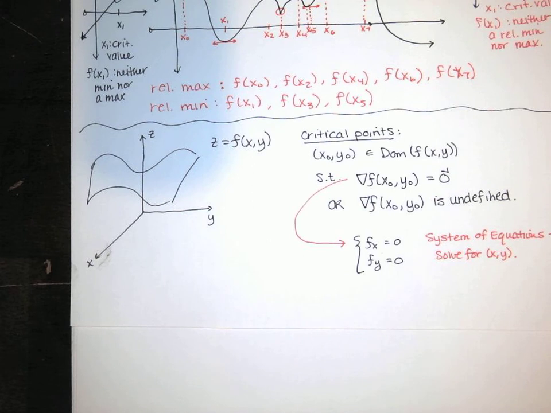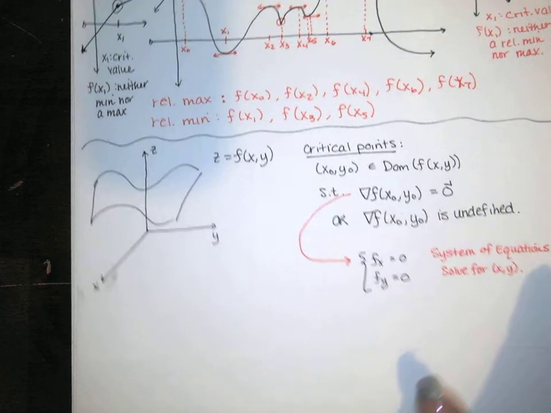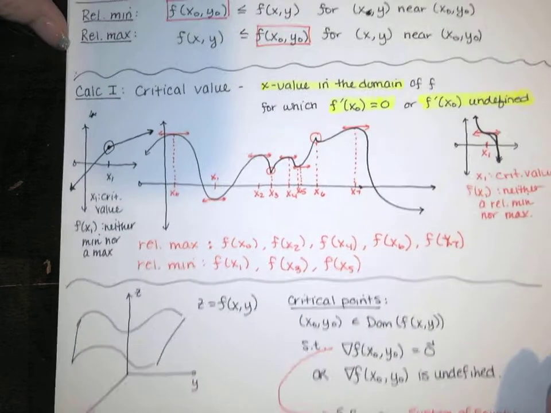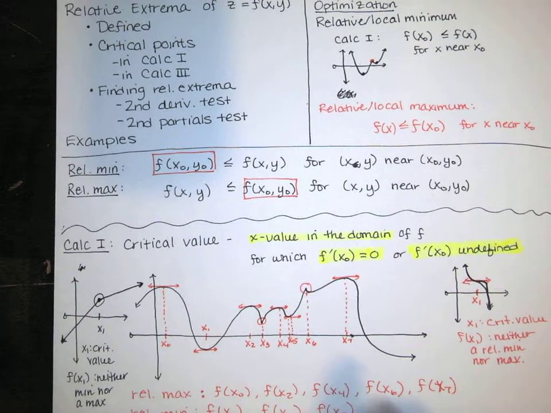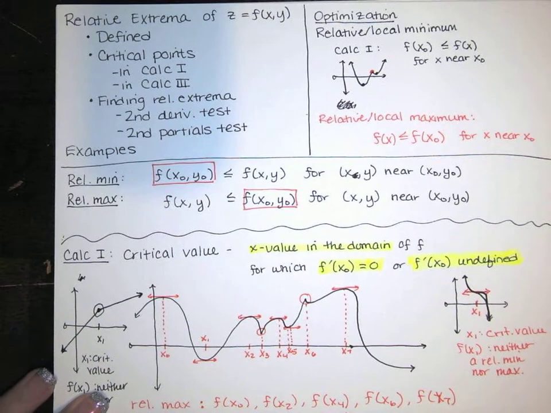So before we look at the rest of the second partials test for finding relative extrema of functions of two variables, let's just find some critical points for a particular function.